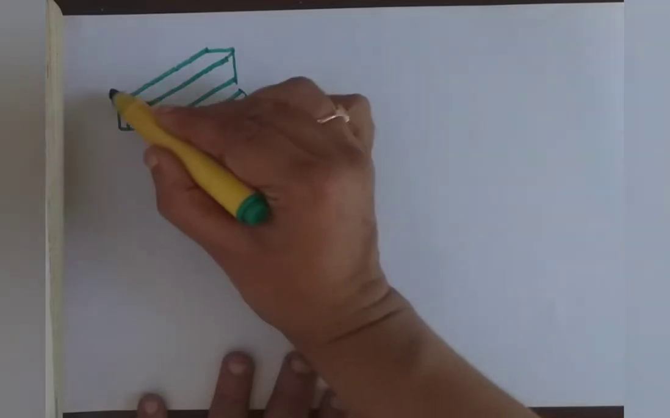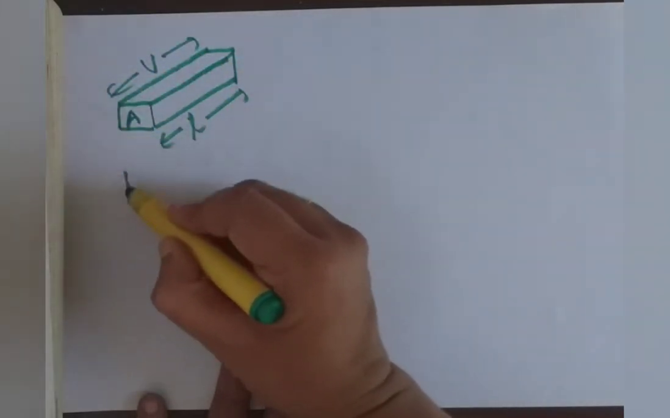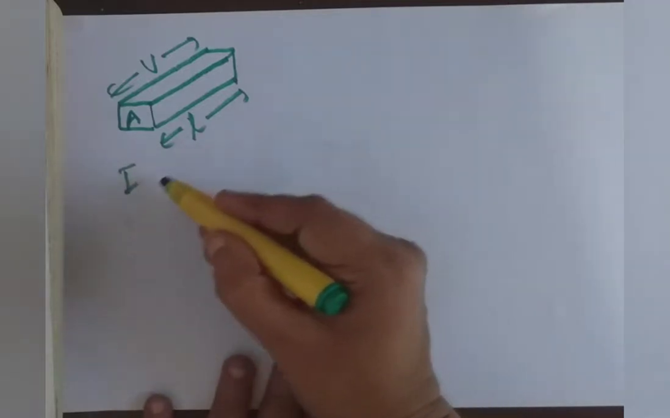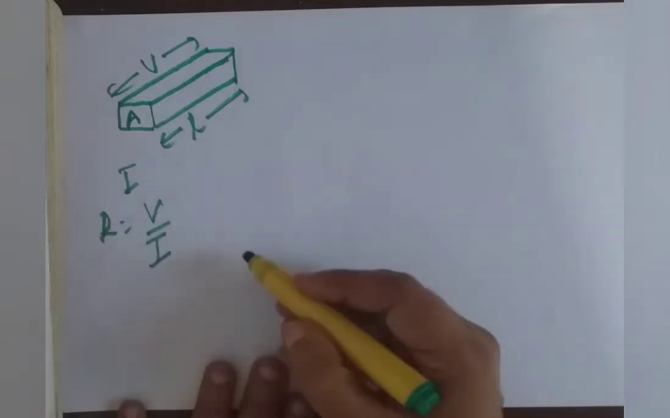And if we maintain a potential difference V here, a current I passes through that, and then the resistance of the conductor R equals V by I.